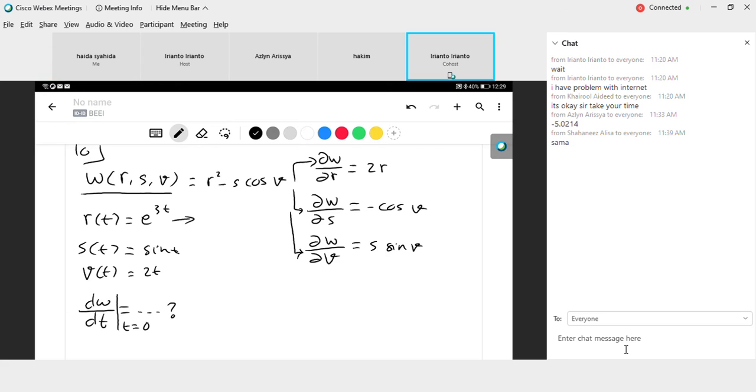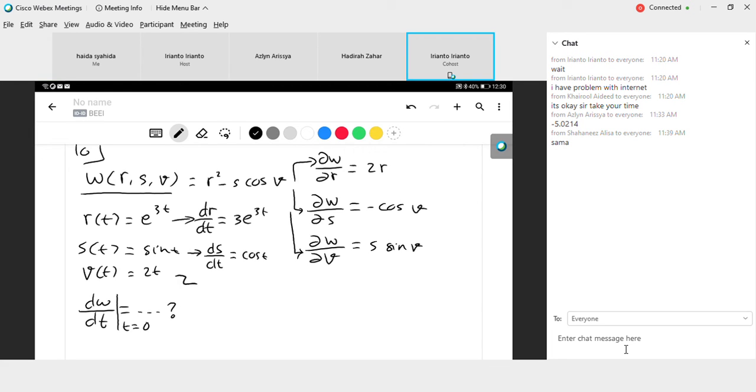I can find the derivative of R with respect to T only, which is equal to 3e^3t. Now the S, the derivative of S, only one variable, so we can find the derivative of S with respect to T only, which is equal to cos t.